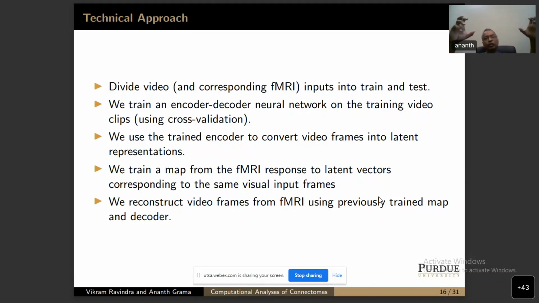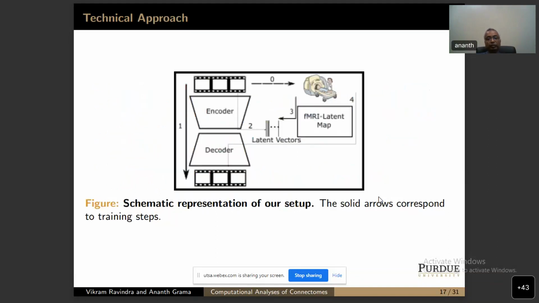We have an encoder-decoder framework trained, and separately we're coming in from the fMRI into that latent space as well. So now you can go to the decoder from two places. You can either come from the encoder, or you can come from the fMRI into the decoder as well. And we reconstruct video frames from fMRI using the previously trained map and the decoder. So this is the big picture.